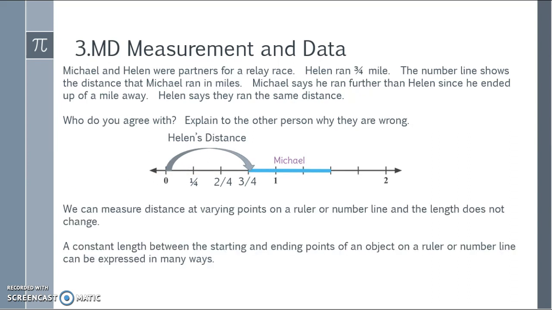We can measure distance at varying points on a ruler or number line, and the length does not change. No matter where we start, the length will stay the same. A constant length between the starting and ending points of an object on a ruler or number line can be expressed in many different ways.